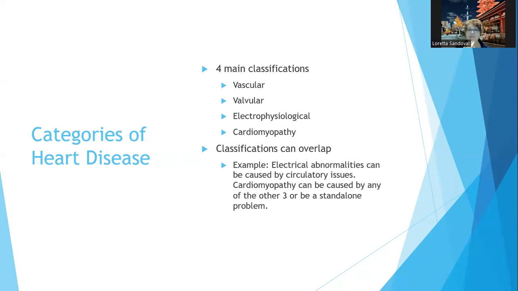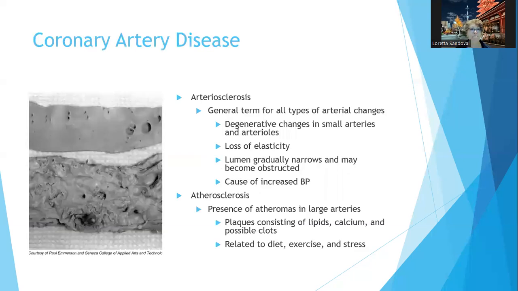They're not exclusive. The classifications can overlap. So electrical abnormalities can be caused by circulatory issues, and cardiomyopathy can be caused by any of the other three, or it can be a standalone problem. So it can be super complicated. So a lot of times people that we are treating in the clinic or in any setting are complicated. People with heart disease are complicated. So that's just something you should know. You're working with people with heart disease.